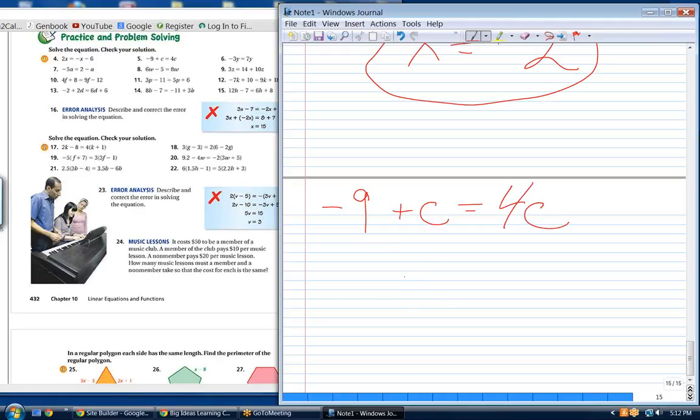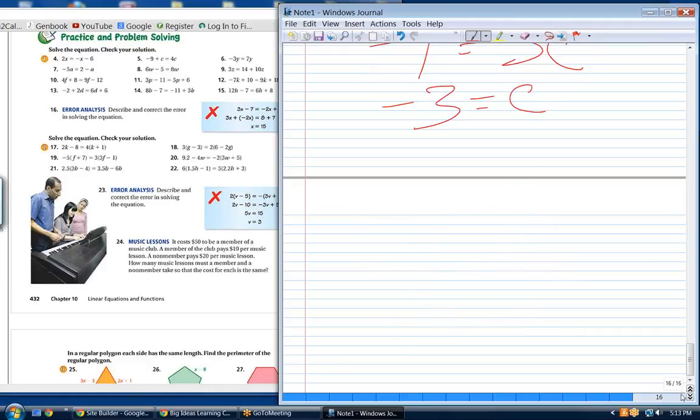So, you do like terms and stuff. And so, it's minus 9 equals 3c. Good. And then c equals negative 3. All right, very good. See, these aren't that hard.